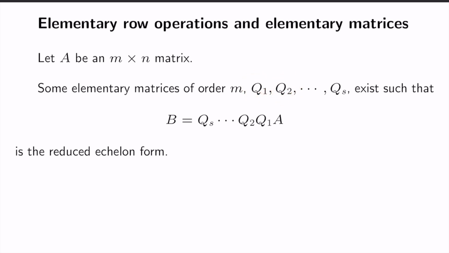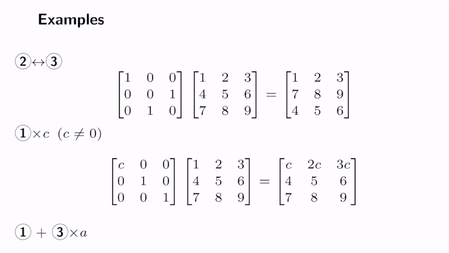Okay, let's start. First, let's consider some examples. Let's take this matrix and we want to swap its second row and the third row. To do that, we can multiply this matrix from the left. Then we get this. Indeed, the second row and the third row are swapped. Look at this matrix. This is similar to the identity matrix of order 3, except that the second row and the third row are swapped.